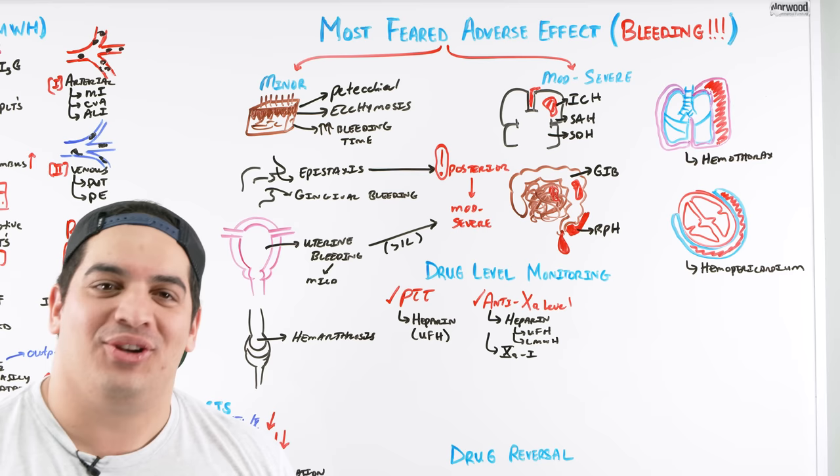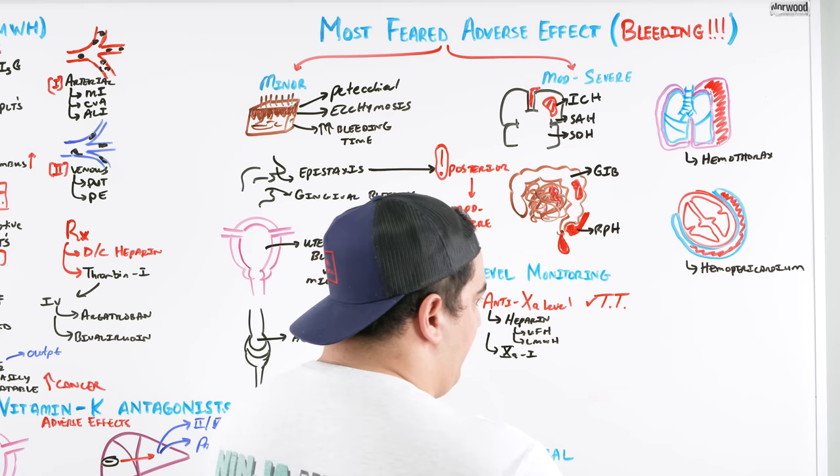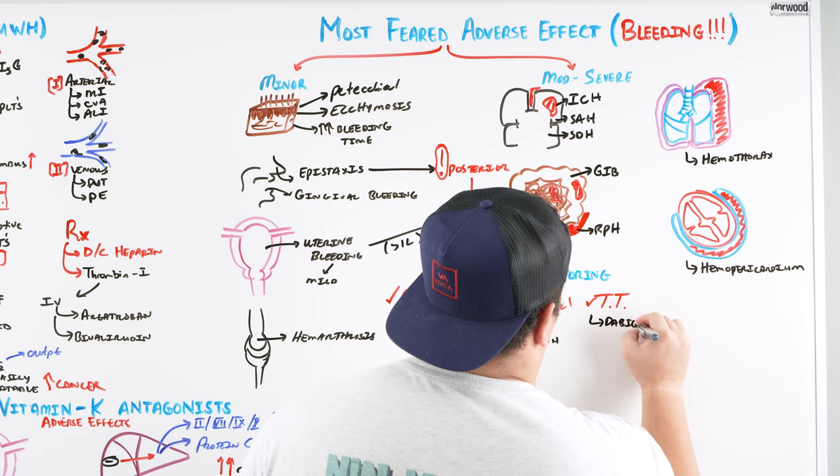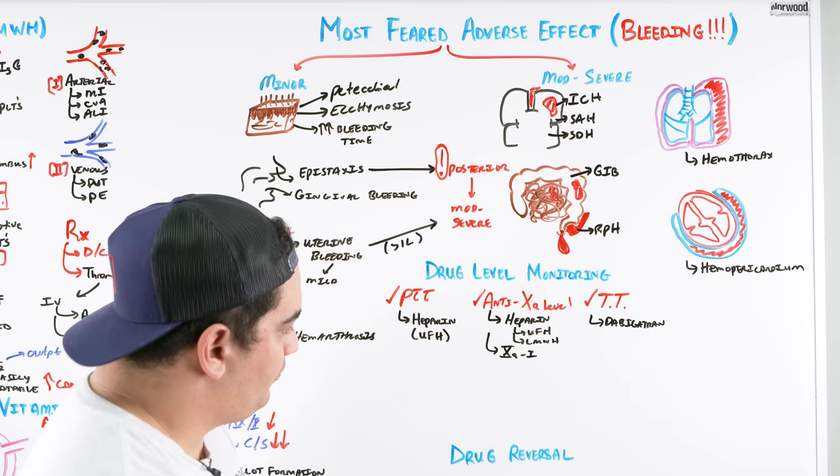Nah, we ain't got one. I mean, you could do something called a thrombin time, which may be potentially beneficial. If you really wanted to, you could check a thrombin time, and it would really look at only one drug, and that is dabigatran. But it's not the best test. Oftentimes we don't have truly reliable tests to measure thrombin inhibitors. But for dabigatran, it may be beneficial.